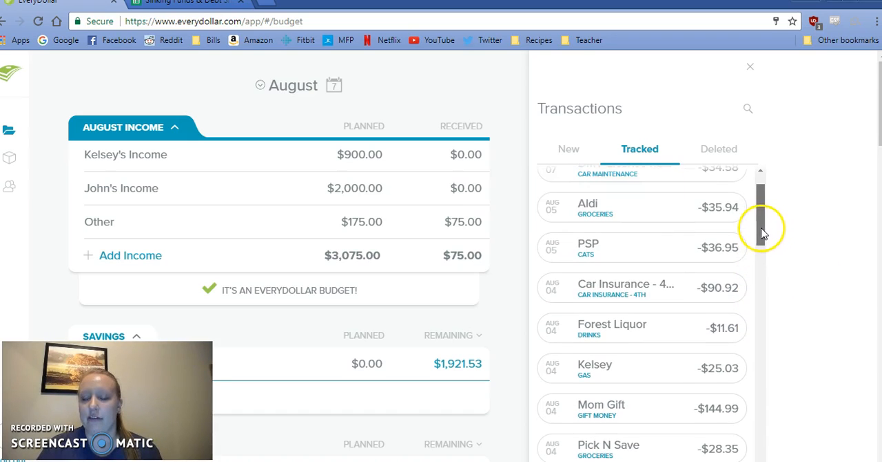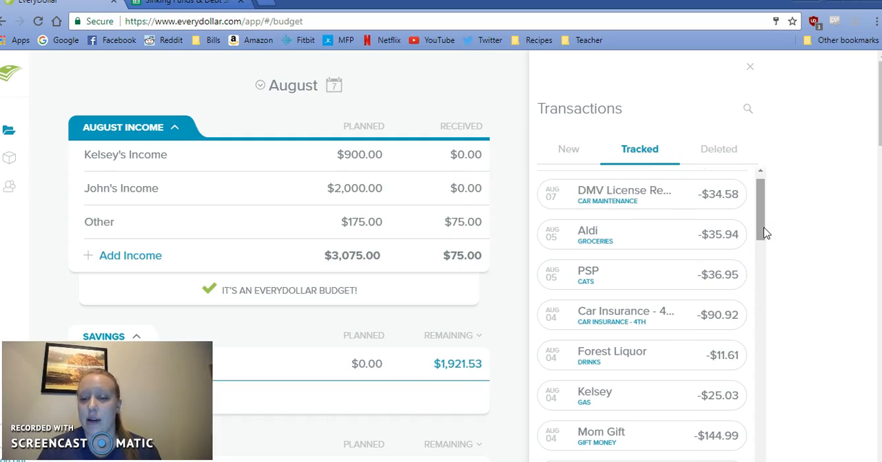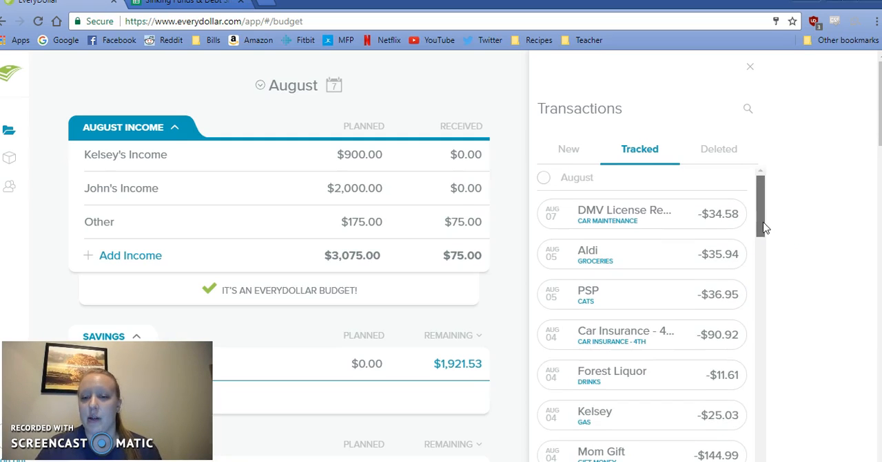And then this is me getting gas once I got back from my trip. And then we had friends over, so we got a thing of drinks for that. Car insurance came out on the 4th. PSP is Pet Supplies Plus. I ended up getting more cat food for them. It's a little more expensive, but I had a $5 off coupon, so it came out to $36.95. And then that's the Aldi.